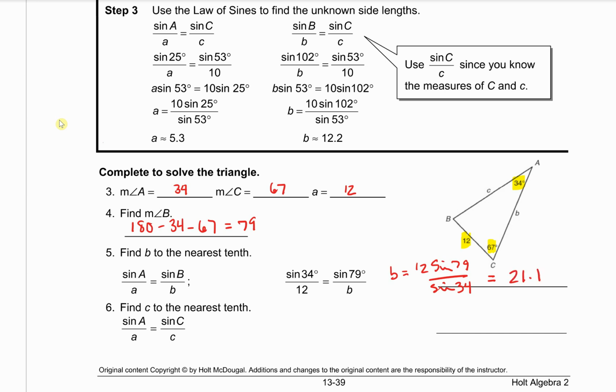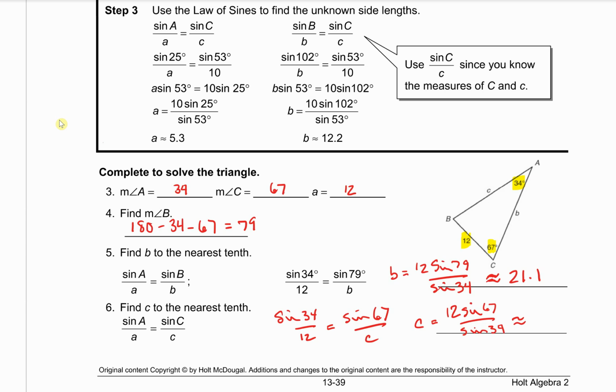And then I'm going to say the sine of 34 over 12 equals the sine of 67 over C. So then C is going to be 12 times the sine of 67 divided by the sine of 34, and that'll be about, these are both kind of about, right?